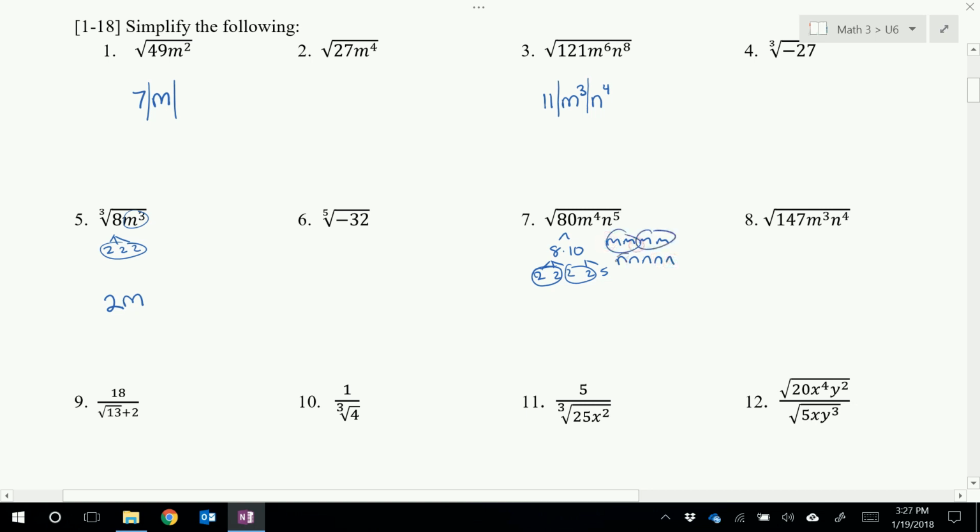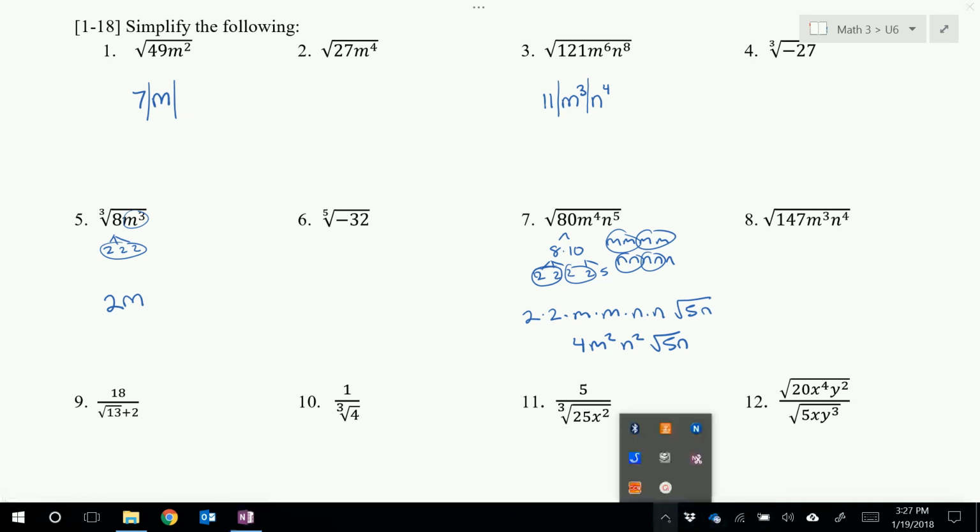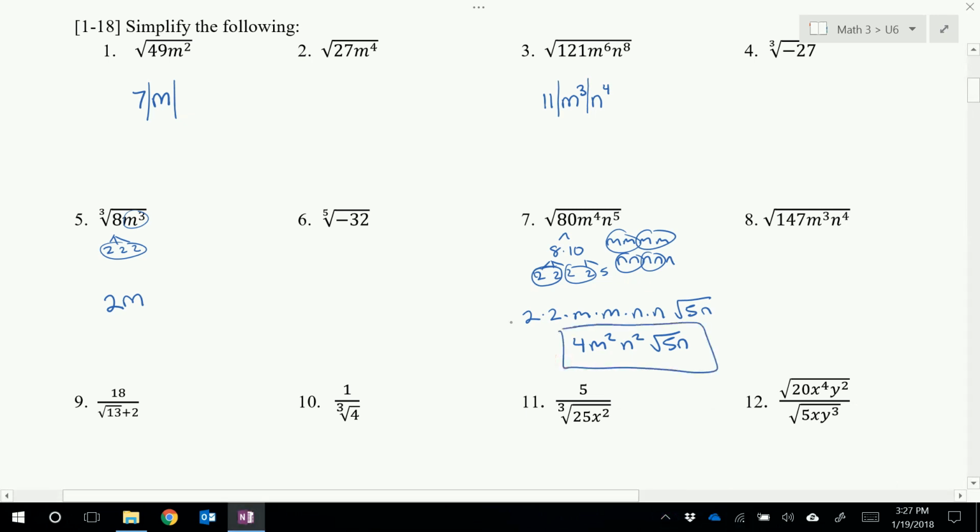Looking for pairs still. And so we can get 2 times 2 times m times m times n times n. That's what we could take the square root of. And we're left with 5n. So 4m squared, n squared, square root of 5n. And everything that we took the square root of, we know we get a positive answer. So that's our answer there.